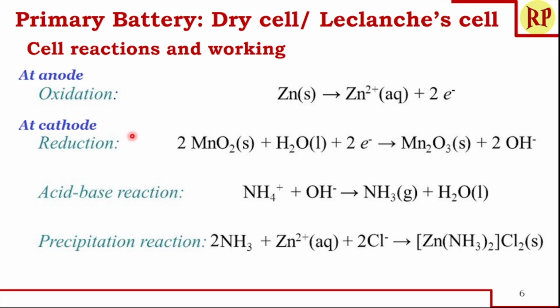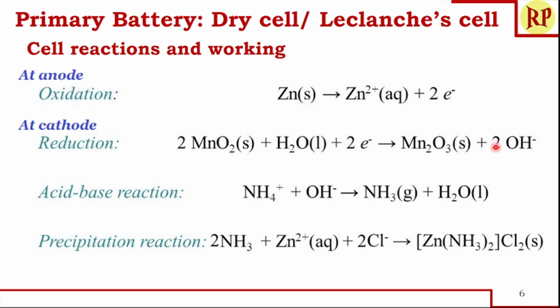Here the major electrolyte is MnO2. So MnO2, and the water we are getting from the starch, that is, in the mixture itself we will have some water. And the electrons which are released at the anode are gained by this MnO2, which gets reduced to form Mn2O3, which is manganese oxide, and it forms 2 OH minus ions.